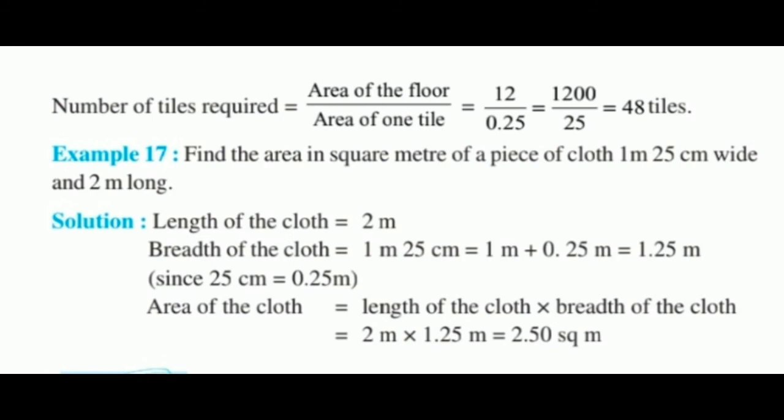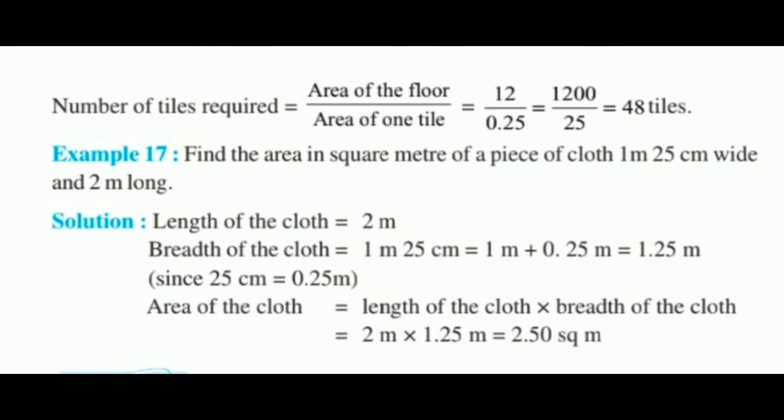Example number 17. Find the area in square meter of a piece of cloth 1 meter 25 centimeter wide and 2 meter long. Length of the cloth is 2 meter and the breadth of the cloth is 1 meter 25 centimeter. We'll convert this 1 meter 25 centimeter into the same unit. So 1 meter and 25 centimeter is 1.25 meter. So breadth of the cloth is 1.25 meter.